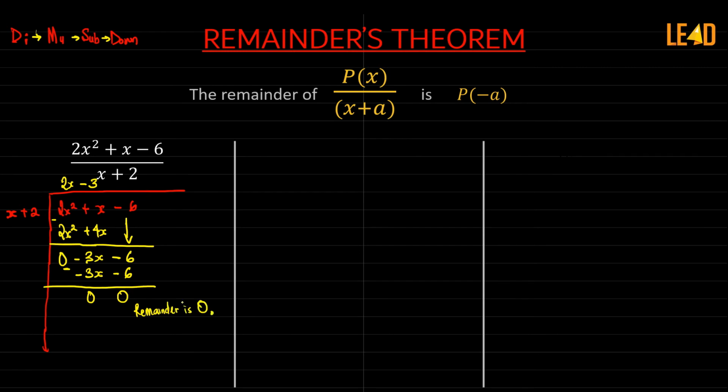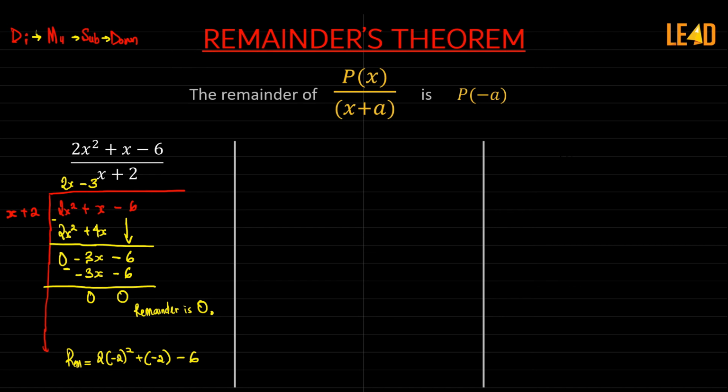Let's test our theory: if I wanted to know what the remainder is, all I needed to do was plug in the negation of this 2 here. So I just need to plug in minus 2 inside this. My remainder would be equal to 2 bracket minus 2 all squared plus minus 2 minus 6.